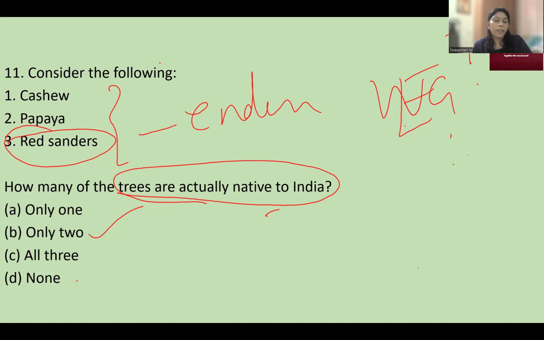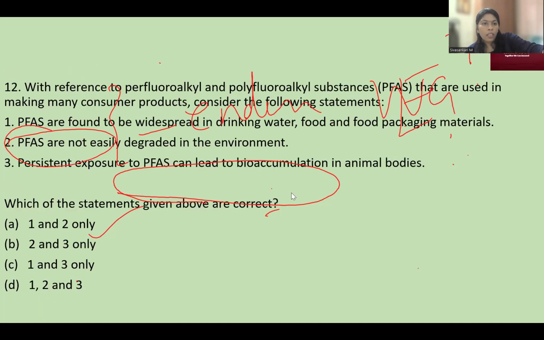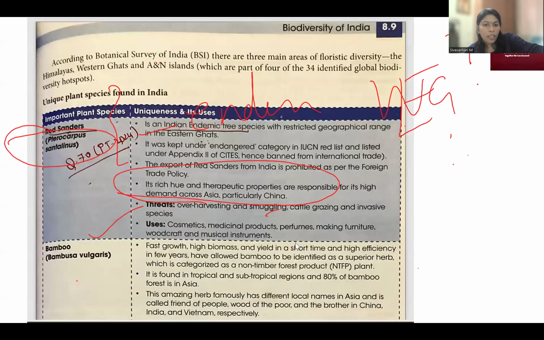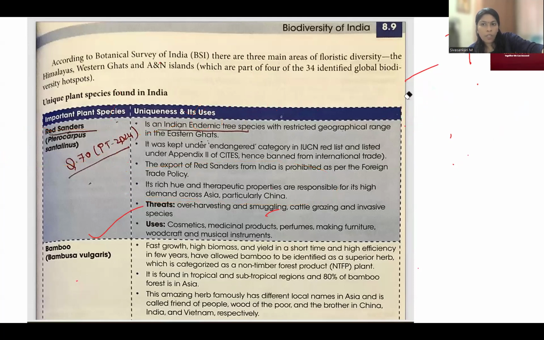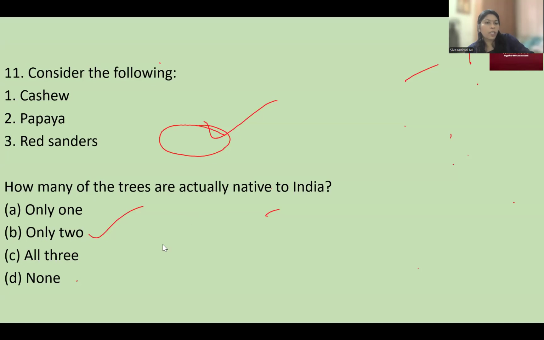Even about red sanders, I have written in my book. You can see here. See this. It is an endemic tree species found in the Eastern Ghats and is restricted to the Eastern Ghats. Endemic means it is found only in that place, right? Now, you have to have some guess and common sense when you see this.